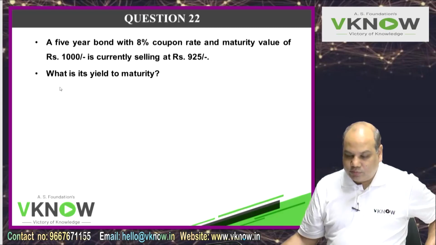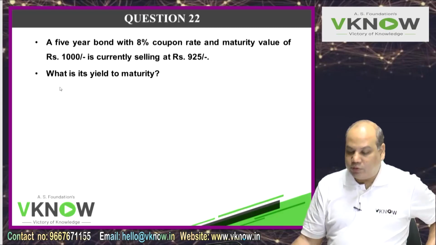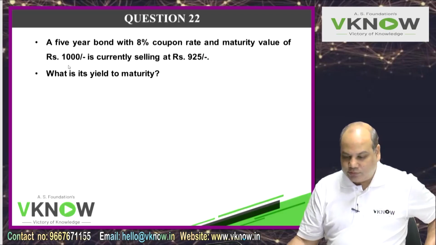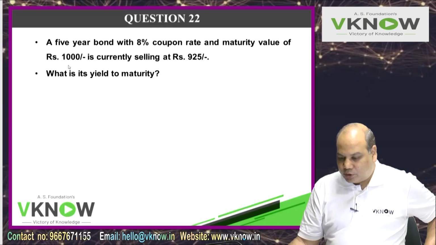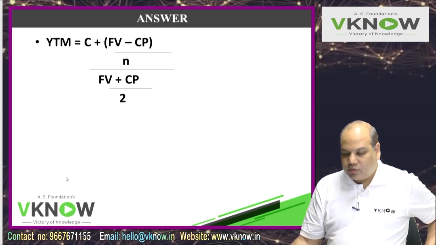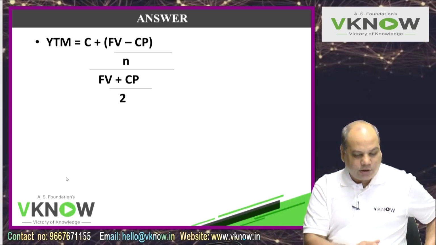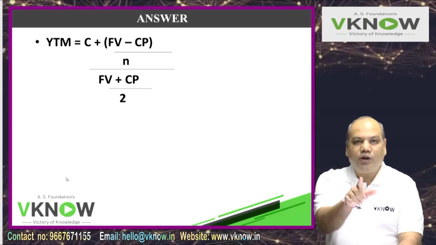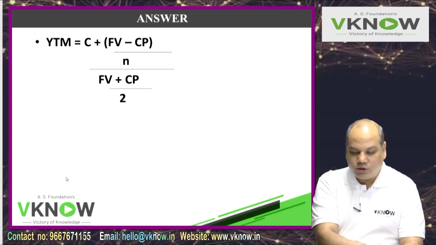Immediately one more question. A 5-year bond with 8% coupon rate and maturity value of rupees 1000, same problem, only figures are different, is currently selling at 925. Compute yield to maturity. So what you have to do in the exam, you have to present your answer neatly like this. First you write down the formula, in the book or in your notebook. YTM is equal to, do we have tax? No. C plus, only C plus.